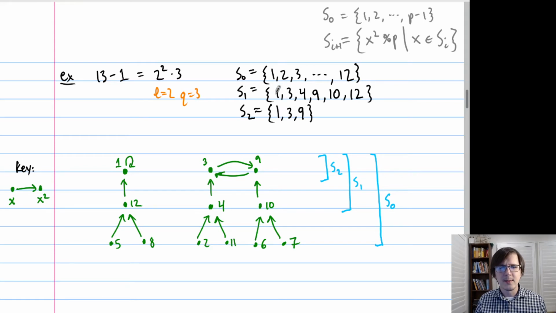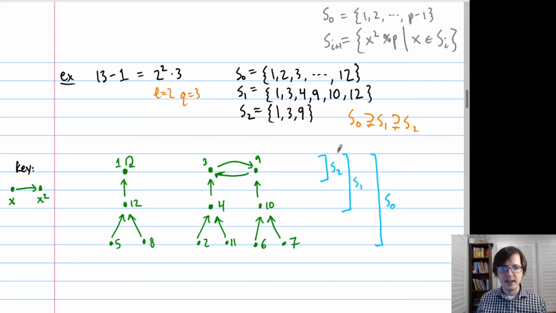By the way, everything that is in S0 but not in S1 are quadratic non-residues. And everything from this point onward is a quadratic residue. And also there's this relationship, which is that S0 strictly contains S1, which strictly contains S2.